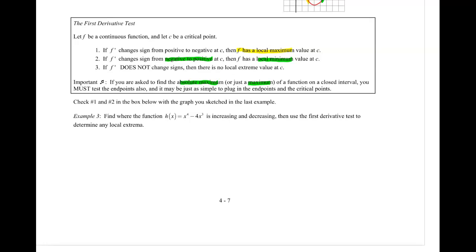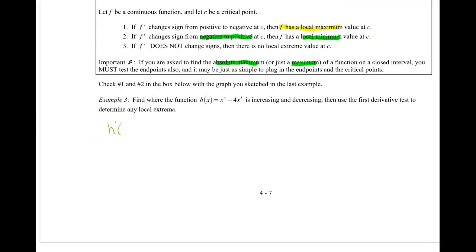Alright, so example 3 says find where h of x is equal to x to the fourth minus 4x cubed is increasing and decreasing, and then we just need to use the first derivative test to determine any local extrema. So critical points does involve me finding the derivative, so I'm going to find h prime of x.